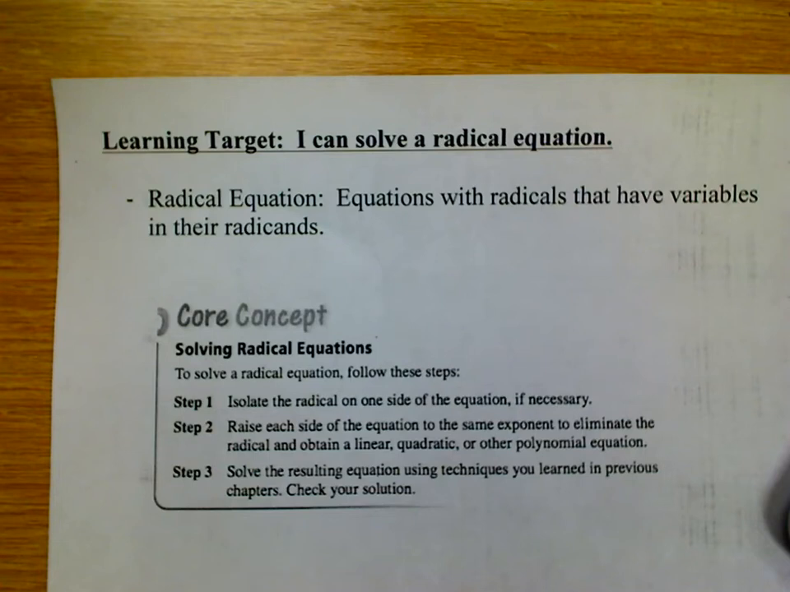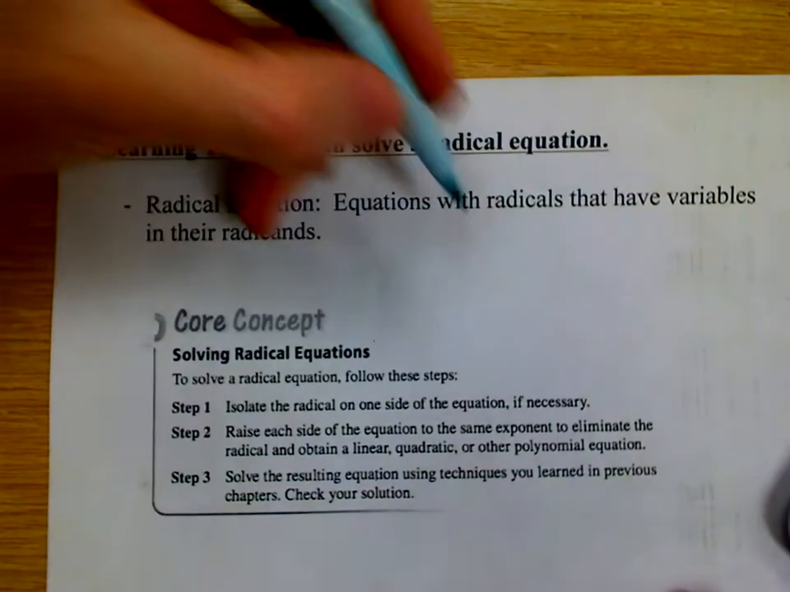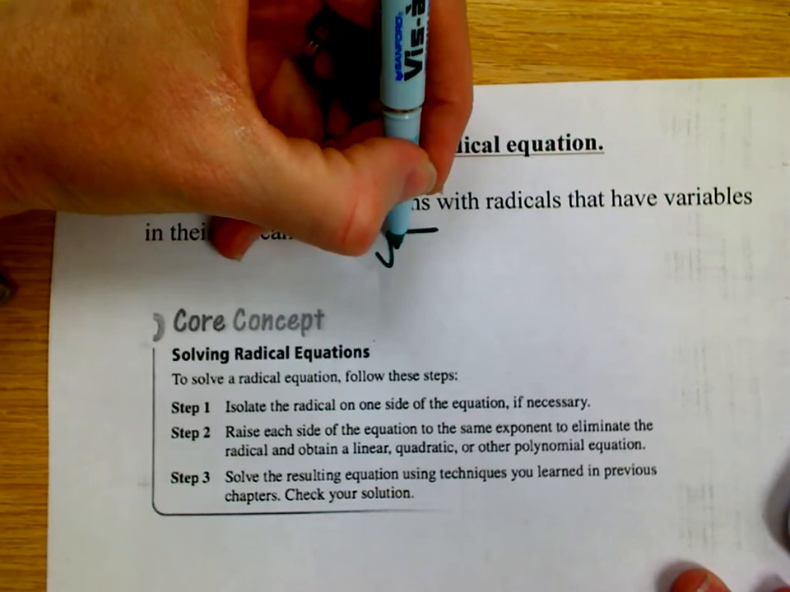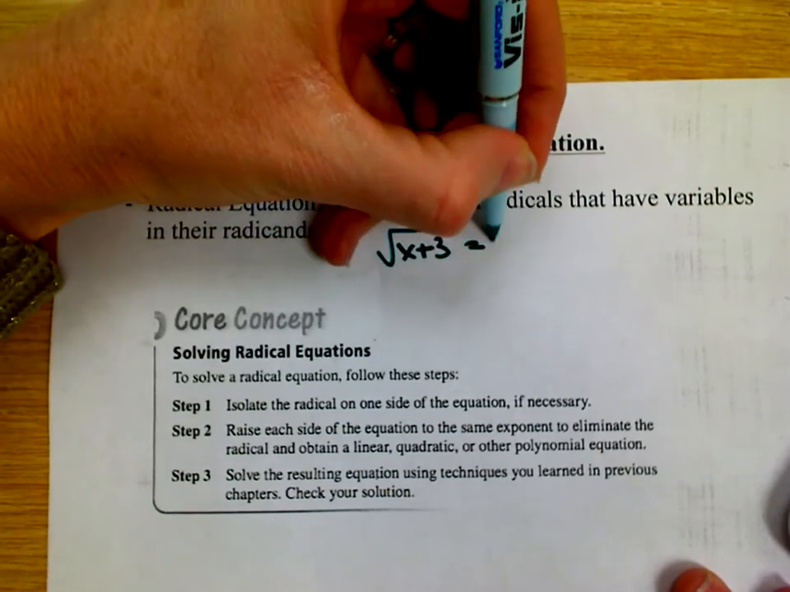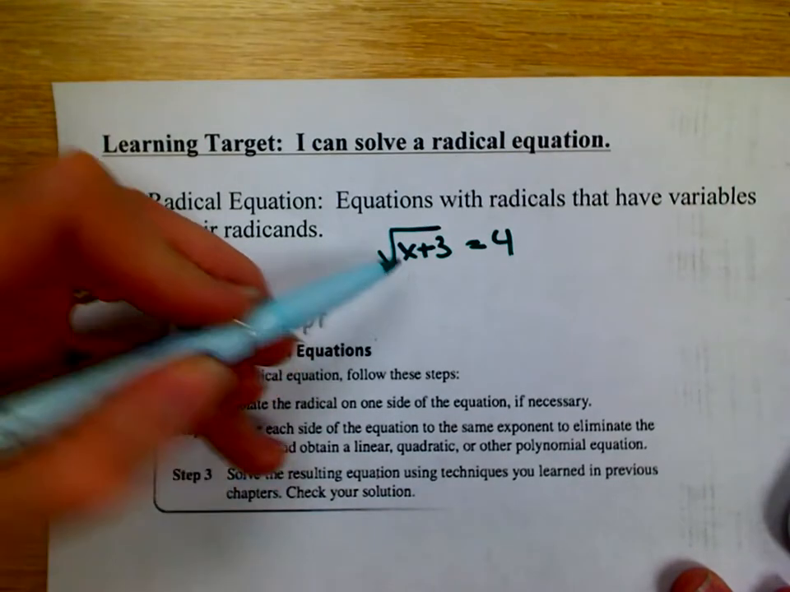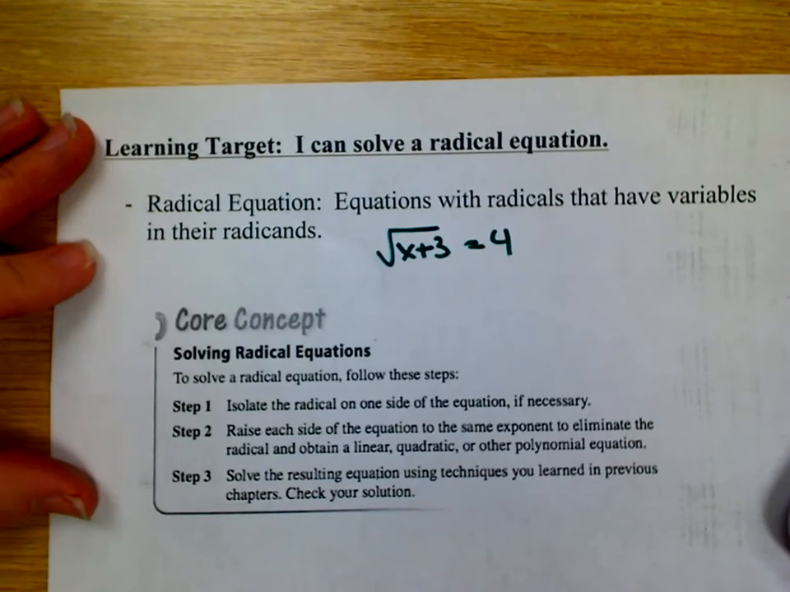This learning target is going to focus on being able to solve a radical equation. A radical equation is an equation with a radical where the variable is in the radicand. An example would be the square root of x plus 3 equals 4, where the variable that you're going to be solving for is in the radicand position.